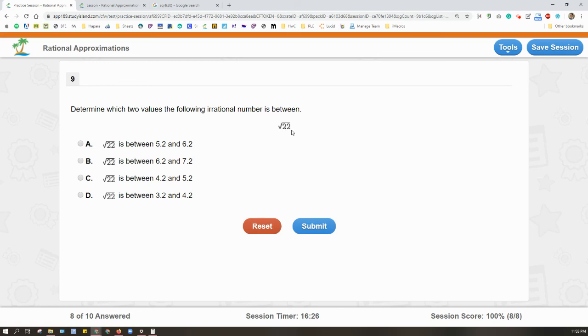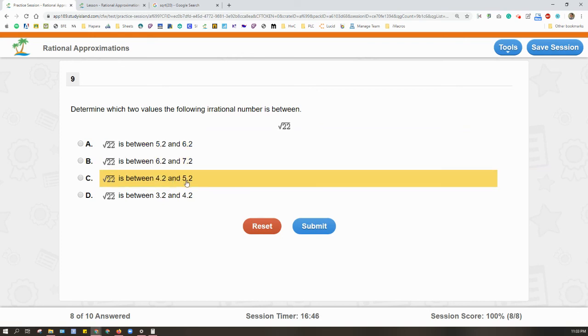The square root of 16 is 4, and this is clearly more than that, so this is clearly more than 4. The square root of 25 is 5. The square root of 22 is clearly less than that, so this is clearly less than 5. This number has to be between 4 and 5. Which one of these things says that? Well, 5.2 to 6.2, that's impossible. This is even more impossible.